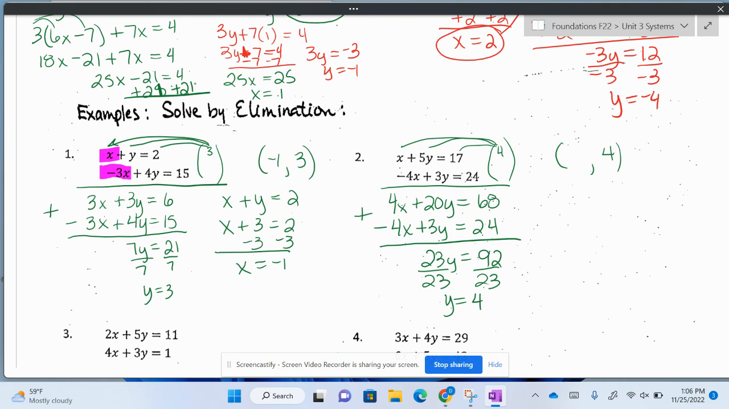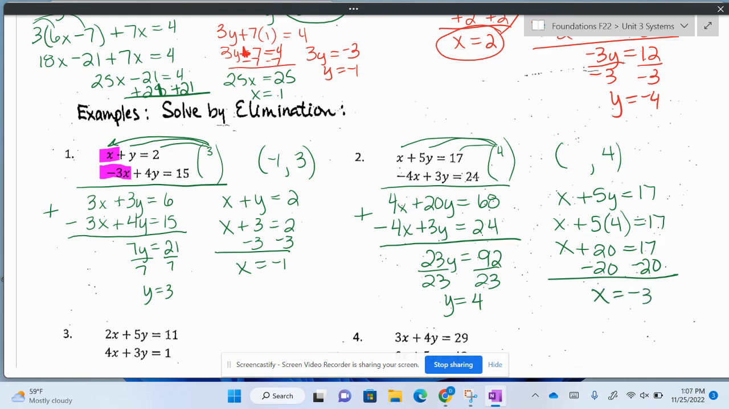I'm going to take that and plug it into my first equation. x plus 5y equals 17. Remember that y is 4, so x plus 5 times 4 equals 17. Well, that gives me x plus 20 equals 17. I will subtract 20 from both sides, and I find out that x equals negative 3.